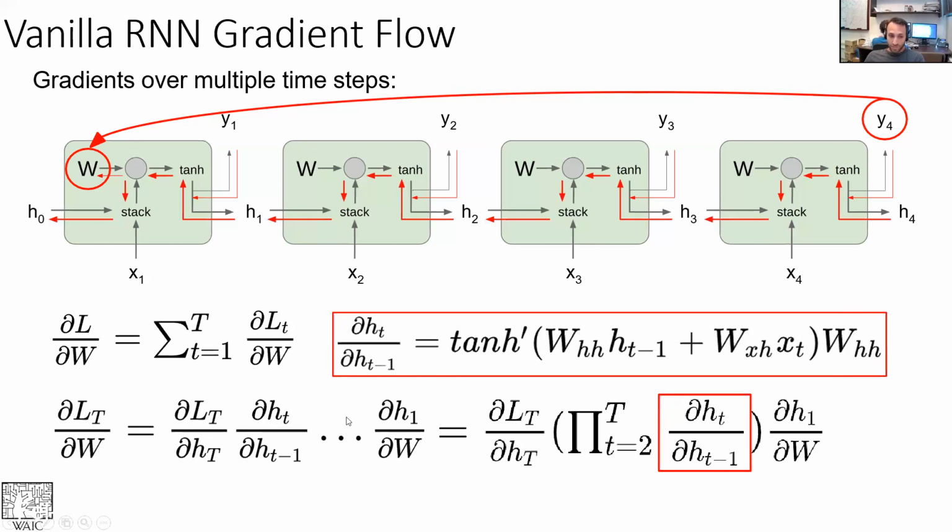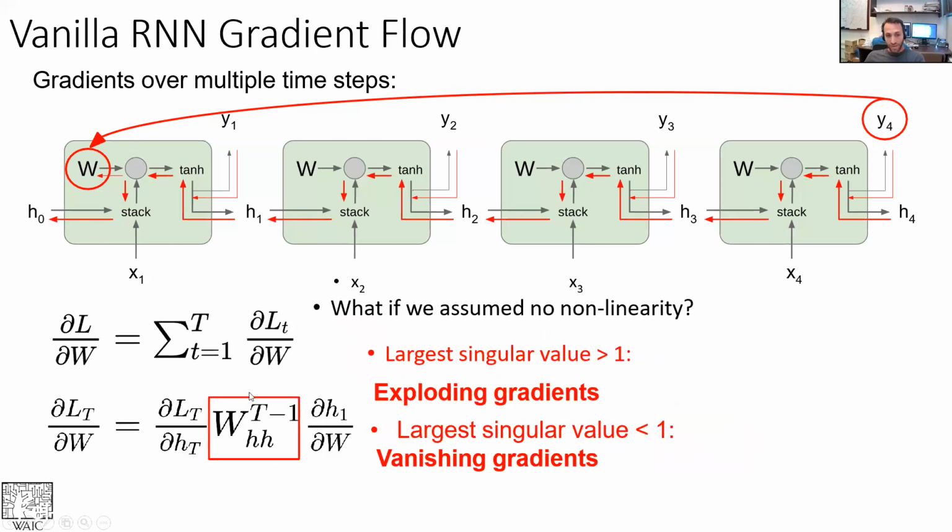Now, we can simplify all of this and think about the entire rule as being a matrix W raised to the power of the sequence minus 1. And now we can maybe understand why this is problematic as T gets larger, as the sequence gets larger and larger. What's the problem here?